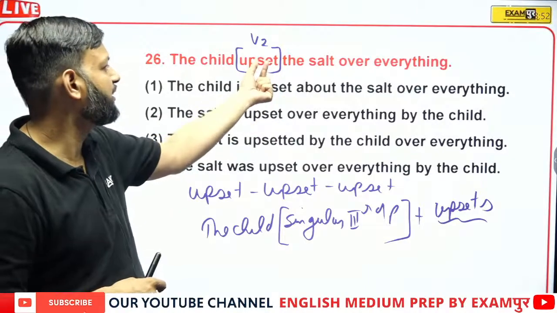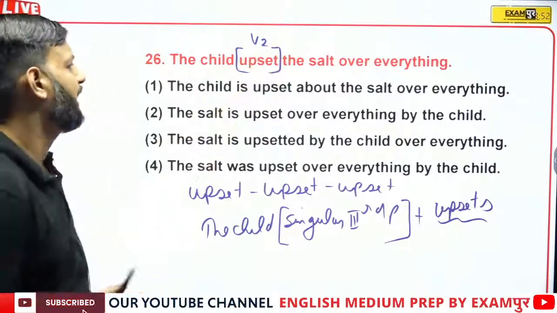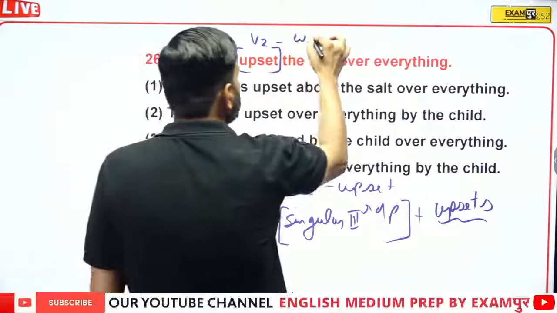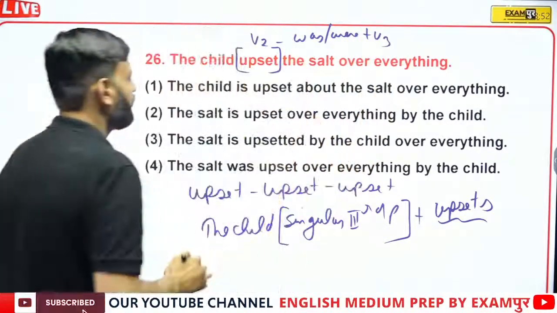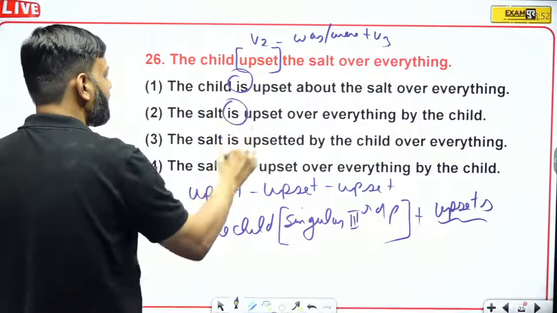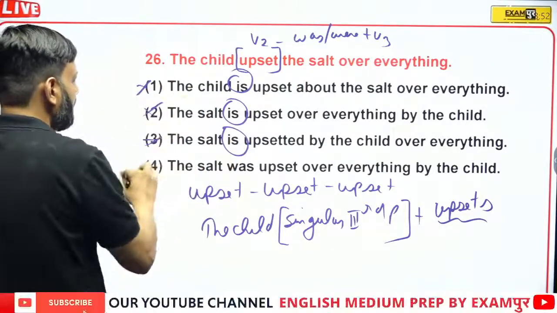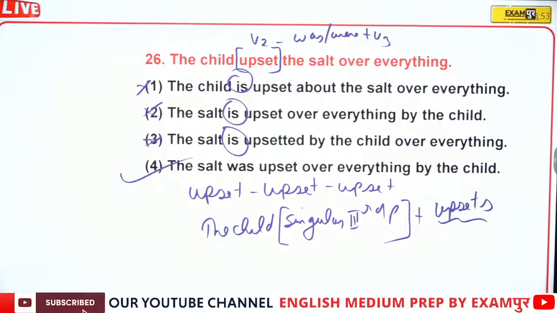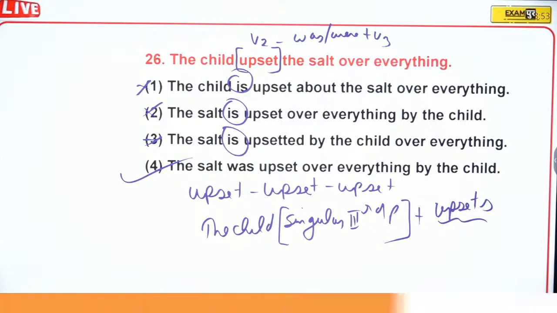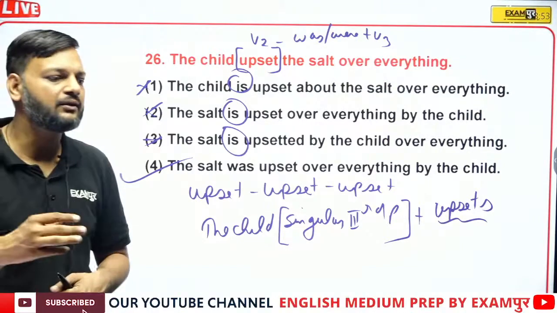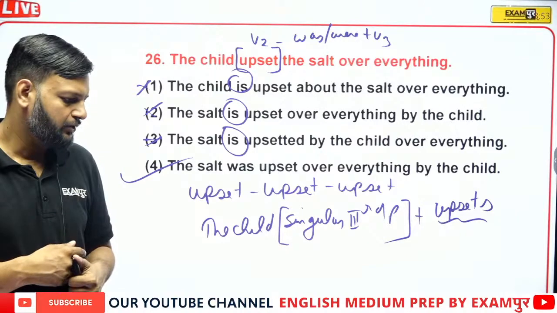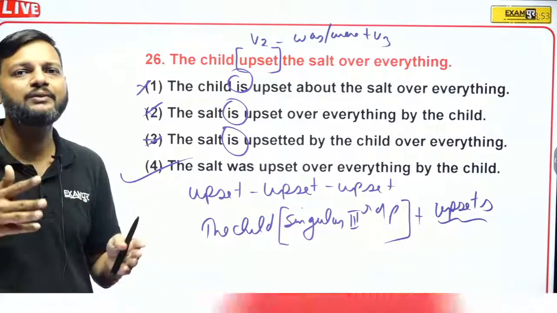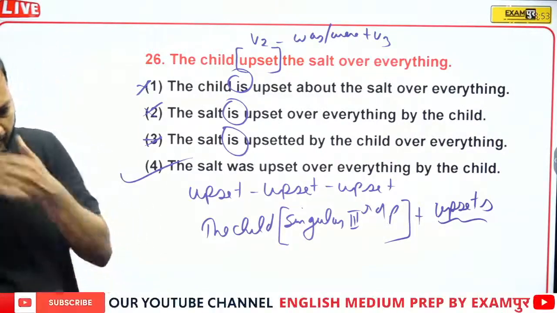So here the word upset is there, that means it is past indefinite, and as we all know, past indefinite needs was, were plus V3. So here we have is, here we have is, here we have is. Eliminate all three. Option number 4 is the right answer. The child upset the salt over everything. Upset means to litter. Upset also means to litter. Okay.